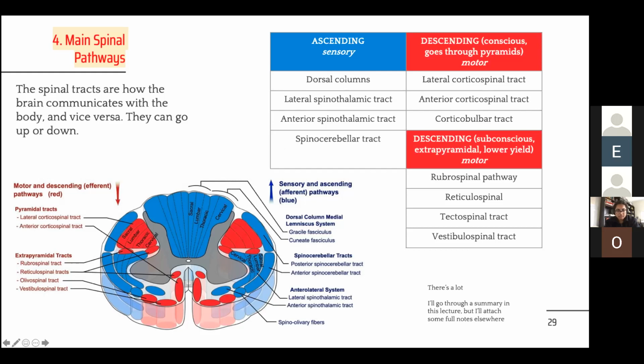Descending, you've got 2 types. You've got your conscious motor control, which goes through the pyramids, and that's your lateral and anterior corticospinal tracts and your corticobulbar tract. But you've also got subconscious tracts. These are extrapyramidal, so they go through the olives rather than going through the pyramids. And there's 4 of them. They're much lower yield.